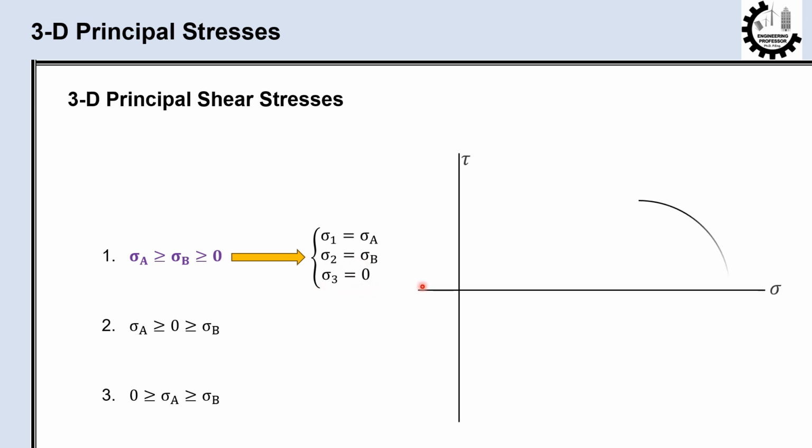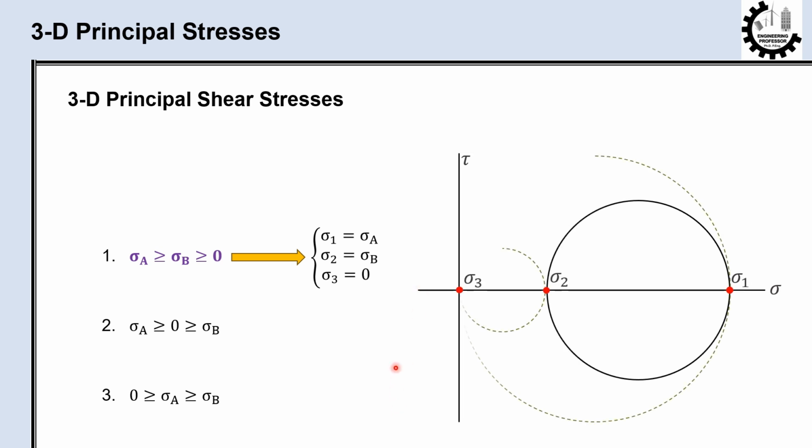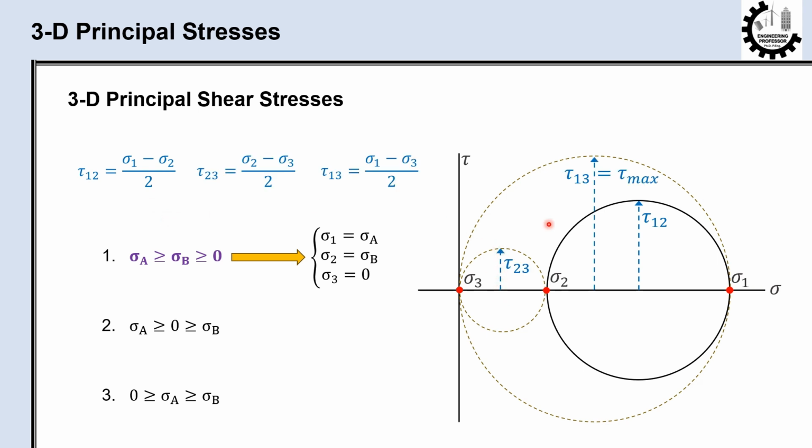If we draw three circles, one for each pair of principal normal stresses, the radius of each circle is the principal shear stress associated with that plane. For example, let's consider the circle with sigma 1 and sigma 2 that is plotted by a black solid line. This circle has the radius or principal shear stress of tau 1,2, which is equal to sigma 1 minus sigma 2 divided by 2. In a similar fashion, we can find tau 2,3 and tau 1,3.